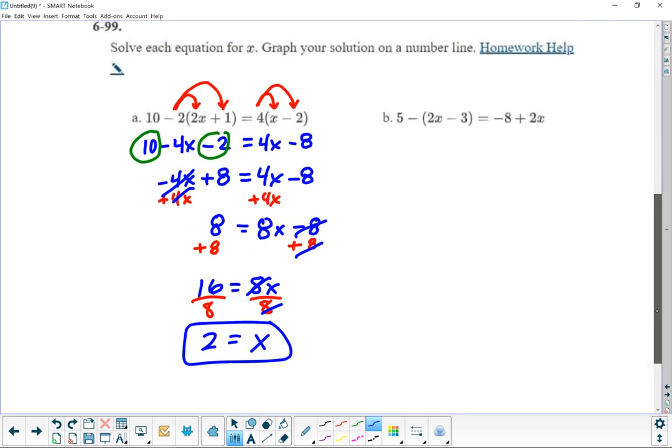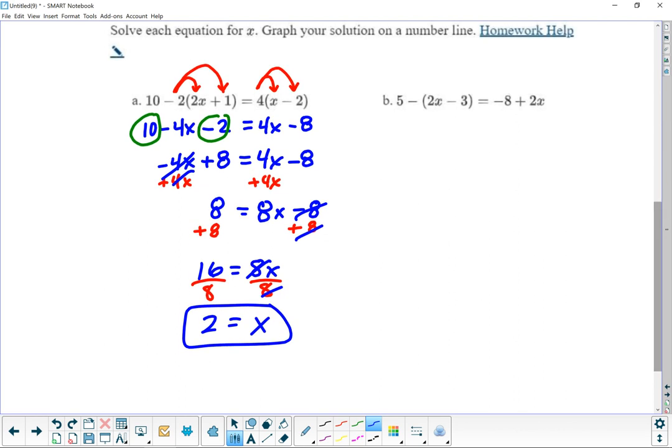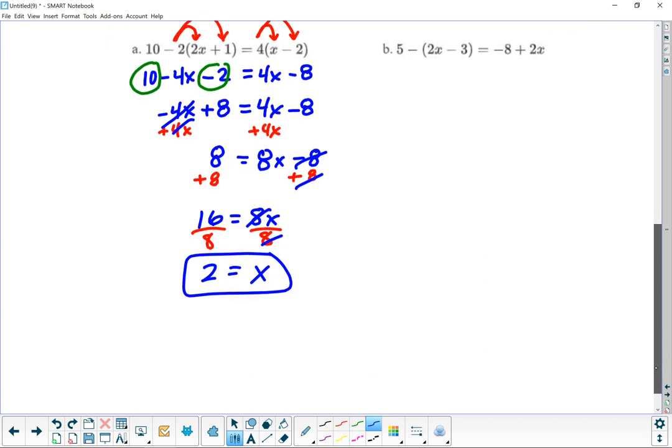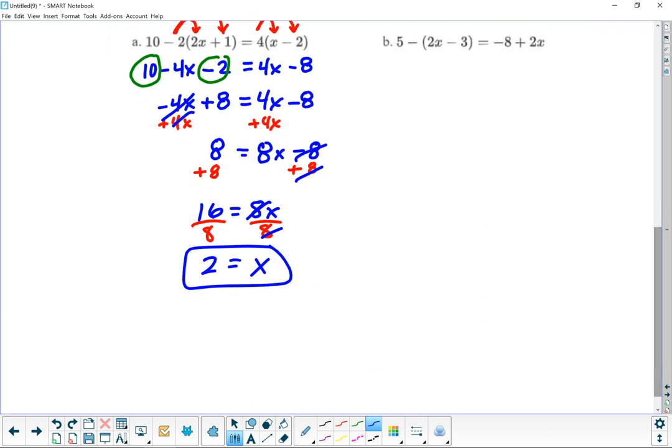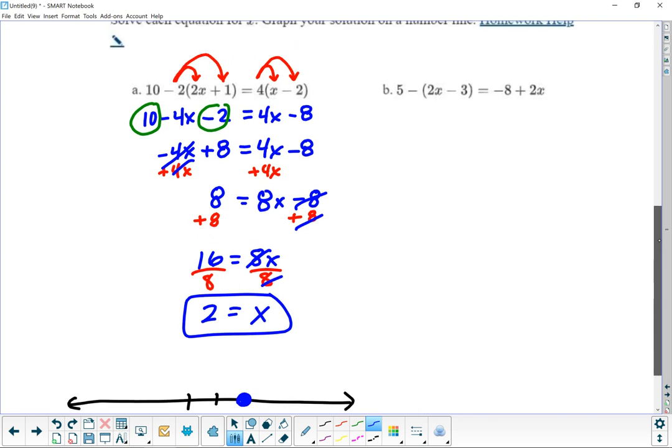So it says graph your solution. Oh. It says graph your solution on the number line. All right, so the solution on the number line looks like this. Here's a number line. And all I really like to do is put 0 somewhere, probably in the middle. And then 2, is 2 on the left side or the right hand side? Well, 2 is on the right hand side. So I want to do that, and that's my solution.